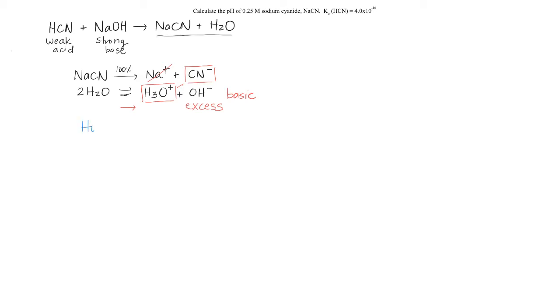Cyanide will undergo a hydrolysis reaction, which is the reaction with water, to reform HCN and our OH- ions. Since CN- is a base, we're going to need the expression for Kb, which will be equal to the concentration of HCN times the concentration of OH- over the concentration of CN-.